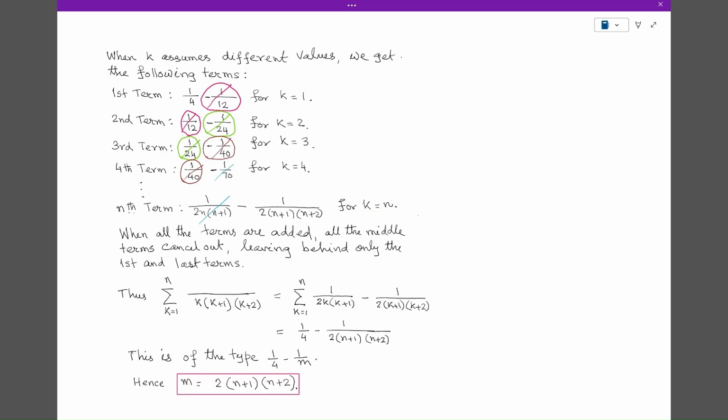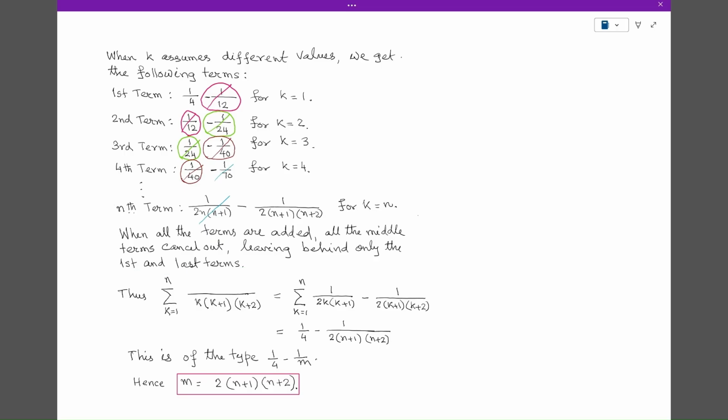We see here that when you add these terms up, 1 by 12 will cancel with minus 1 by 12, 1 by 24 will cancel with minus 1 by 24, 1 by 40 will cancel with minus 1 by 40. Similarly, this will cancel with what will occur later. This will cancel with the previous term, and the only thing that will be left out will be the first term and the last term. When all the terms are added, all the middle terms cancel out as we have seen, leaving behind only the first and the last terms.